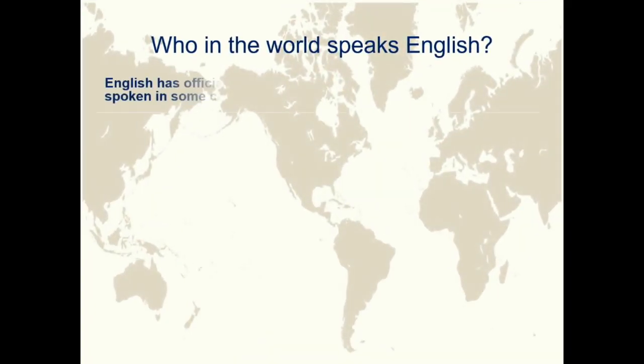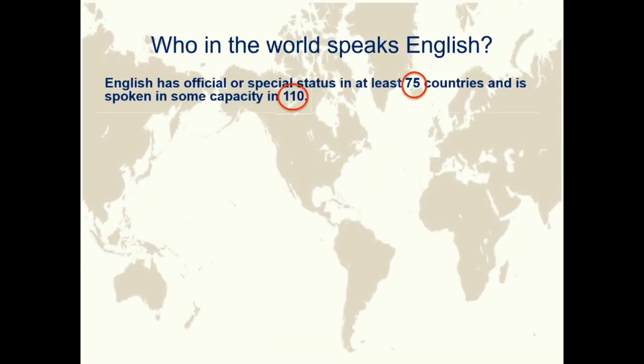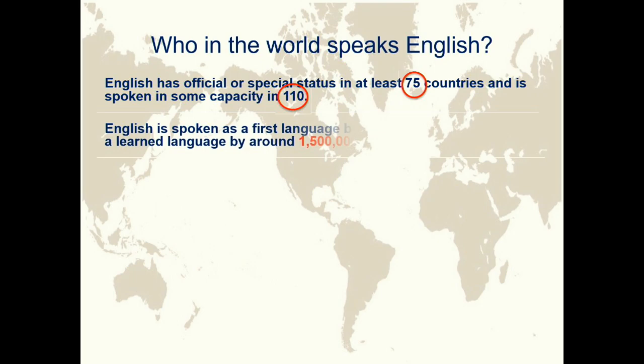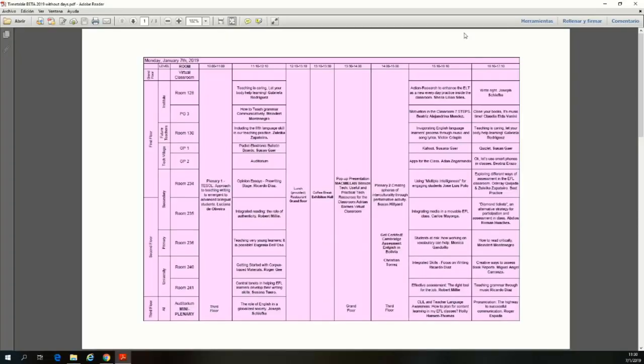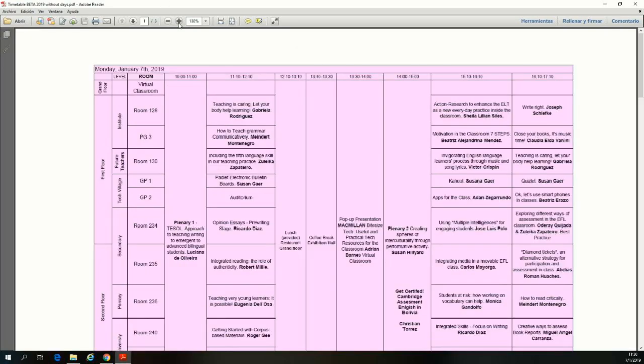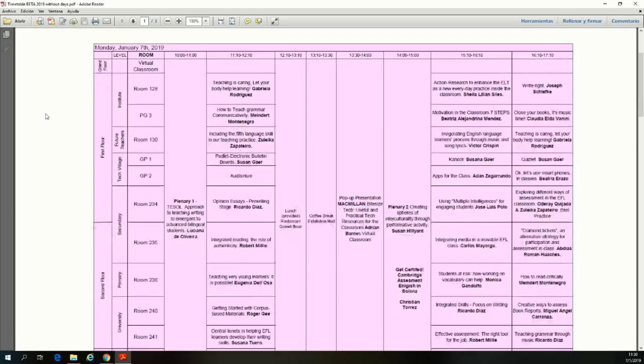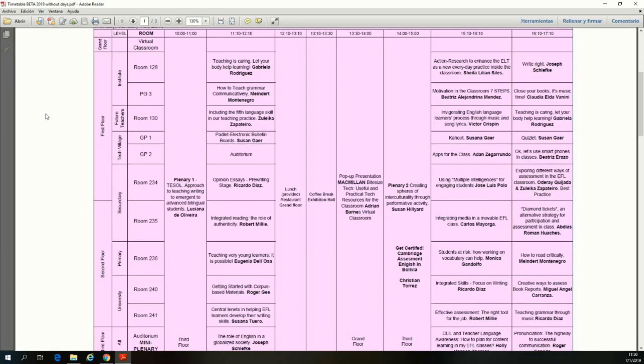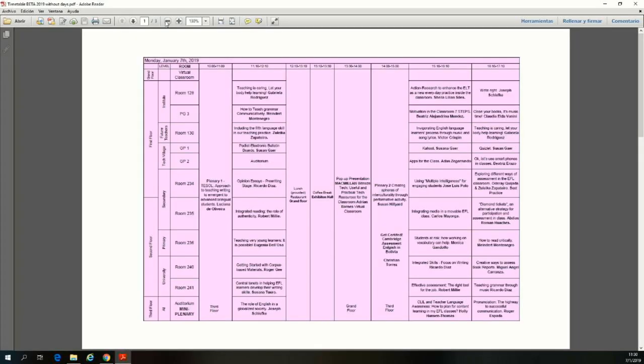If we look at the data, who is speaking English? English has an official capacity in 75 countries, spoken in 110, as we said before. It's the first language for 335 million people, but it's being learned by 1.5 billion people, which means that we native speakers are outnumbered 4.5 to 1, which is pretty cool, again, for English teachers.